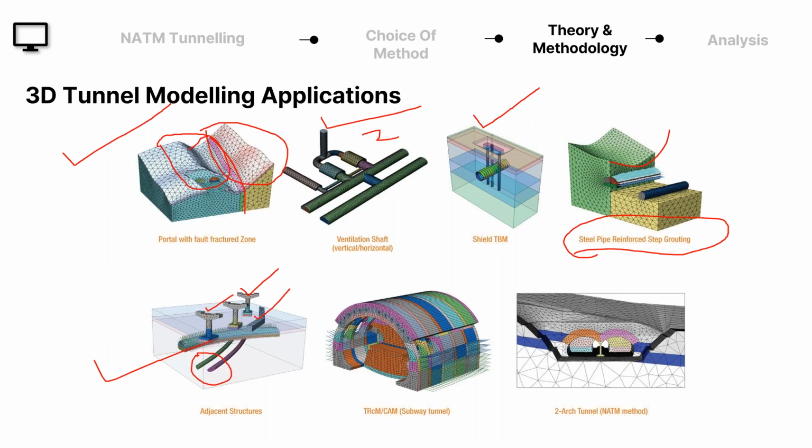Now this is a forepoling and roof protection system, and finally a two arch model.